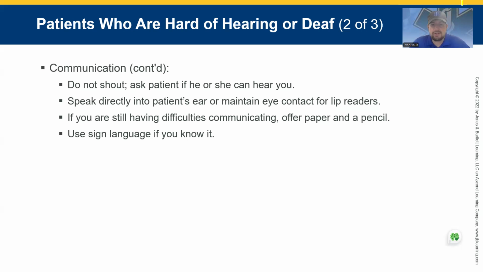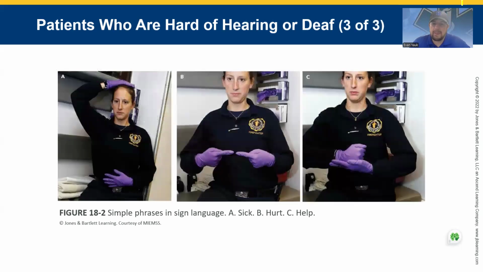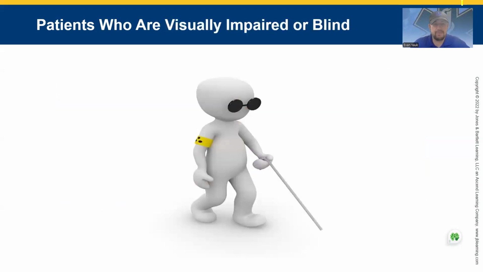If you are still having difficulty communicating, offer paper and pencil, use sign language if you know it. If you know sign language, that's awesome. I don't. Some of the other things we can do is slow down and just use hand gestures, point at body parts. Just like any other patient, we're going to be at their level. We make that eye contact. We stay calm, they stay calm. There's ways to communicate. Sometimes it just takes a little bit longer to do so.